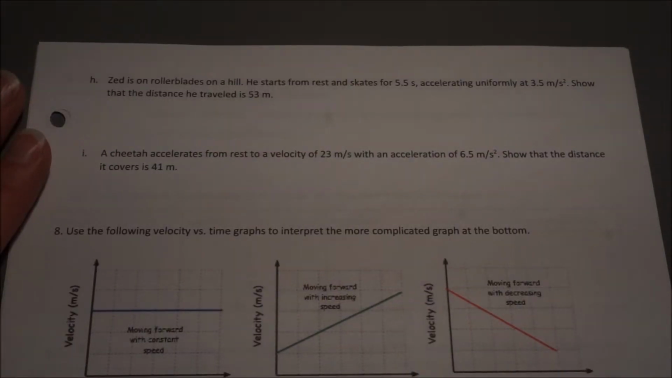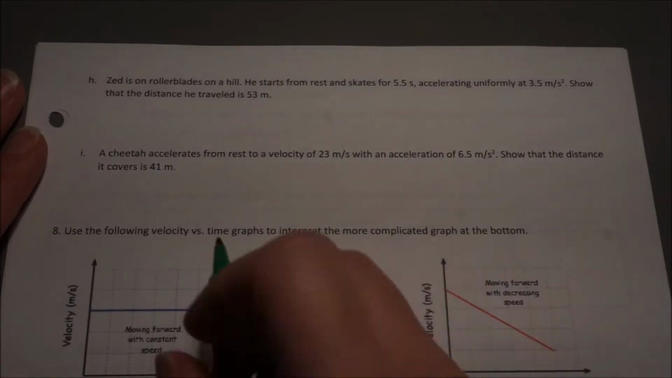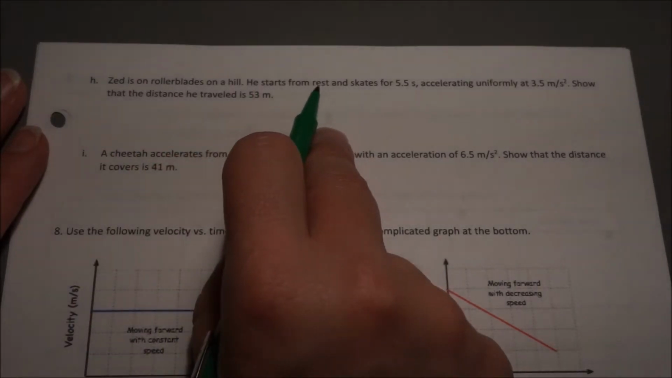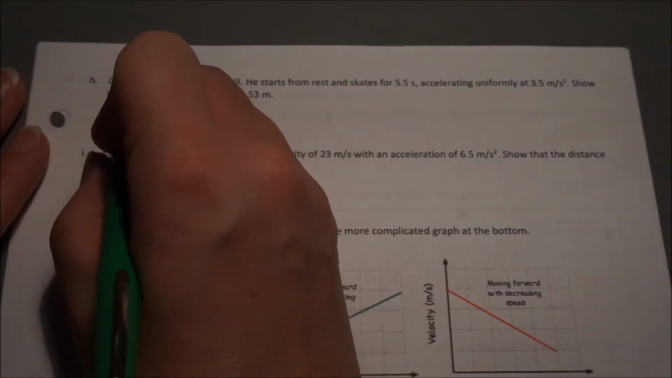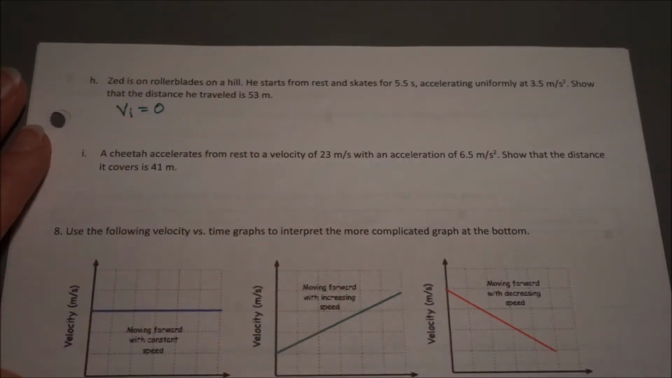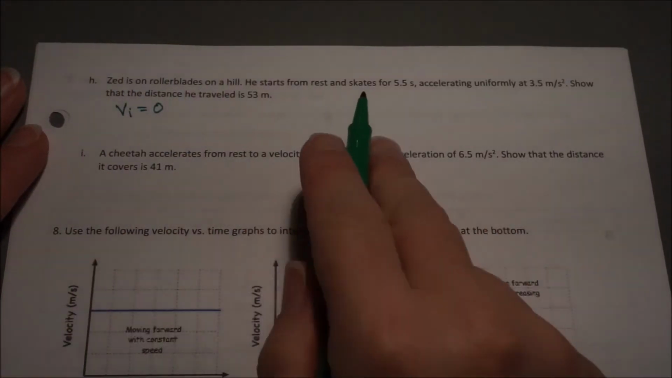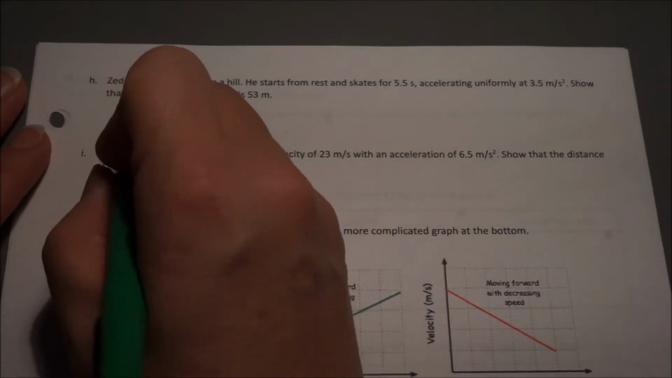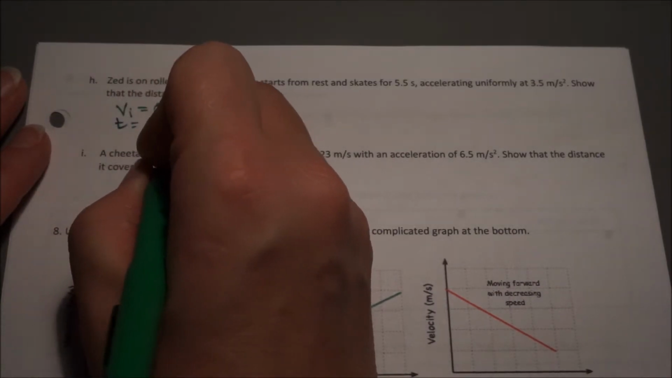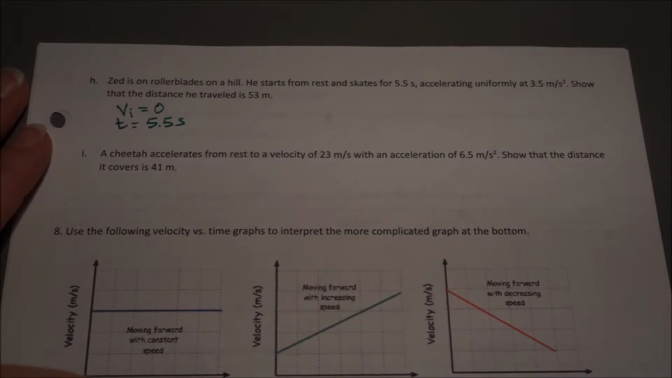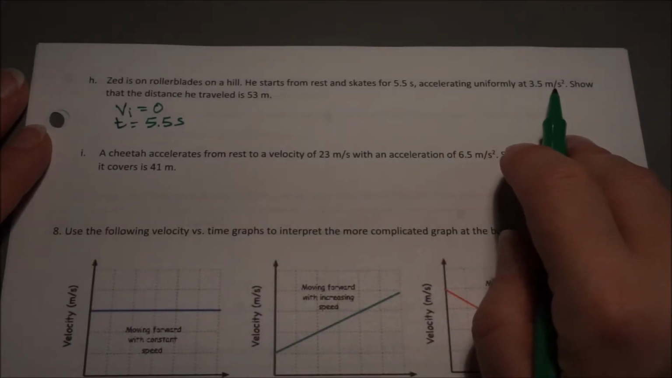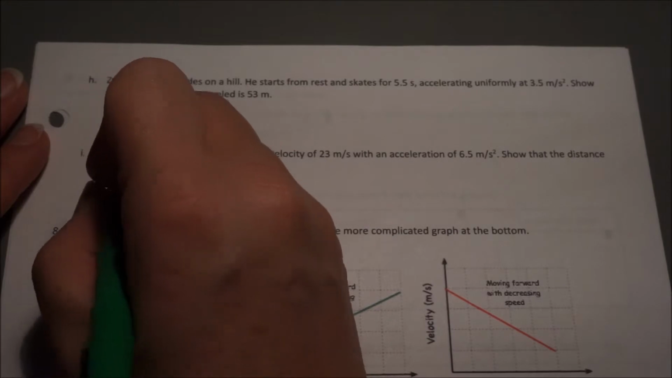Zed is on rollerblades on a hill. He starts from rest and skates for 5.5 seconds, accelerating uniformly at 3.5 meters per second squared. Show that the distance he traveled is 53 meters. He starts from rest. That's a word, but it gives us a number, doesn't it? Our initial velocity is 0. He skates for 5.5 seconds. So we have a time. Accelerating uniformly at 3.5 meters per second squared. That's our acceleration.